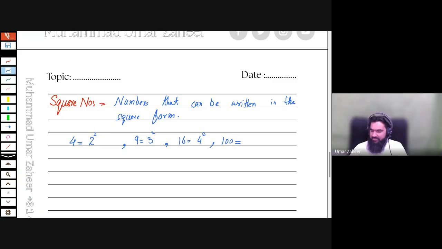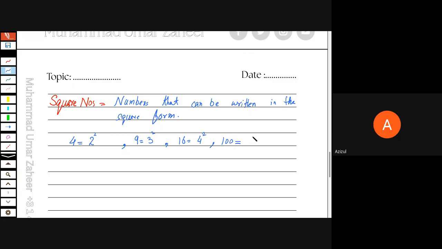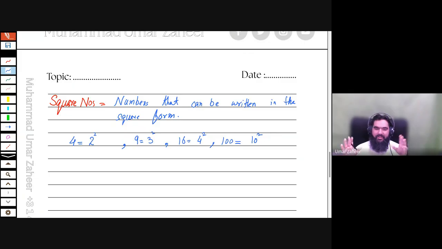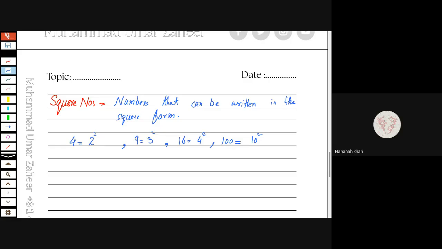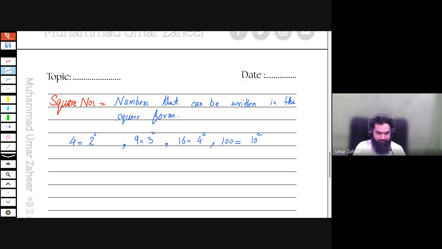Yes, sir. It is a square of 10. How we can find the square or square root, we will discuss it later. I'm just talking about the sets. So till here, it is clear which numbers are square numbers. Yes, everyone. Is it clear? Yes, sir.